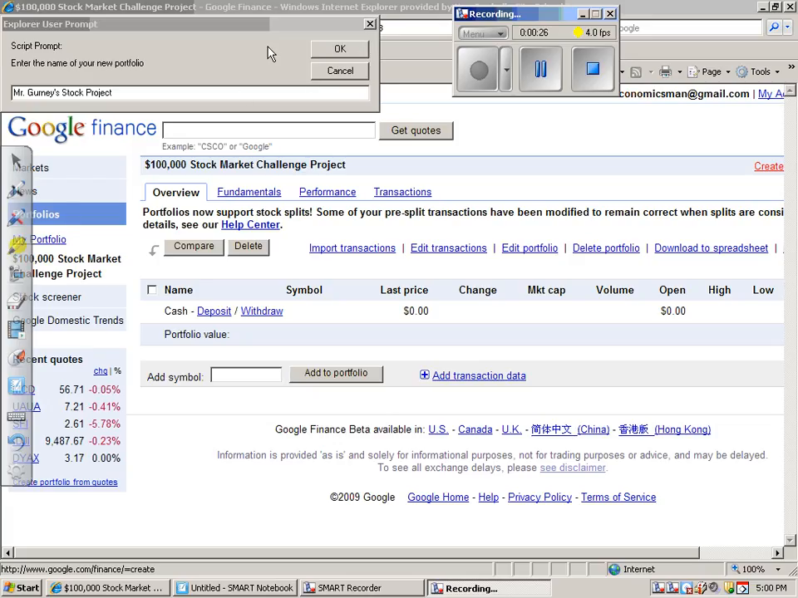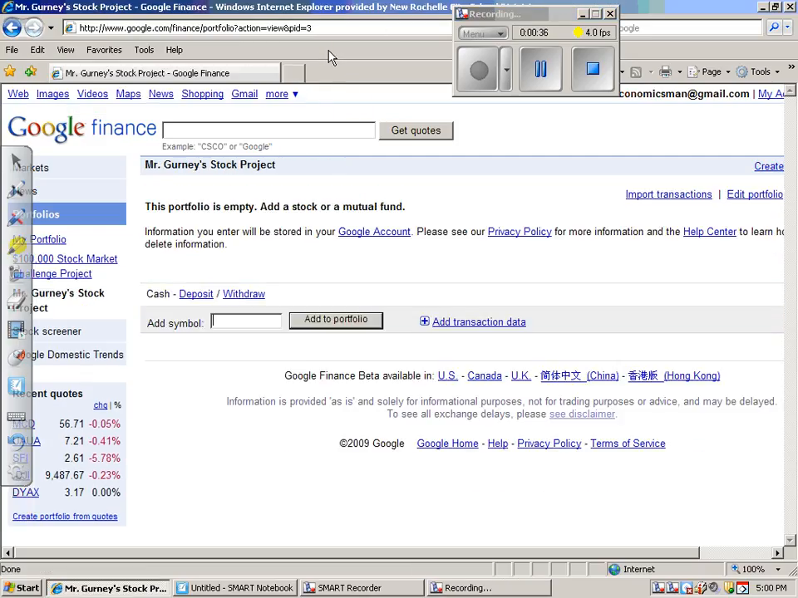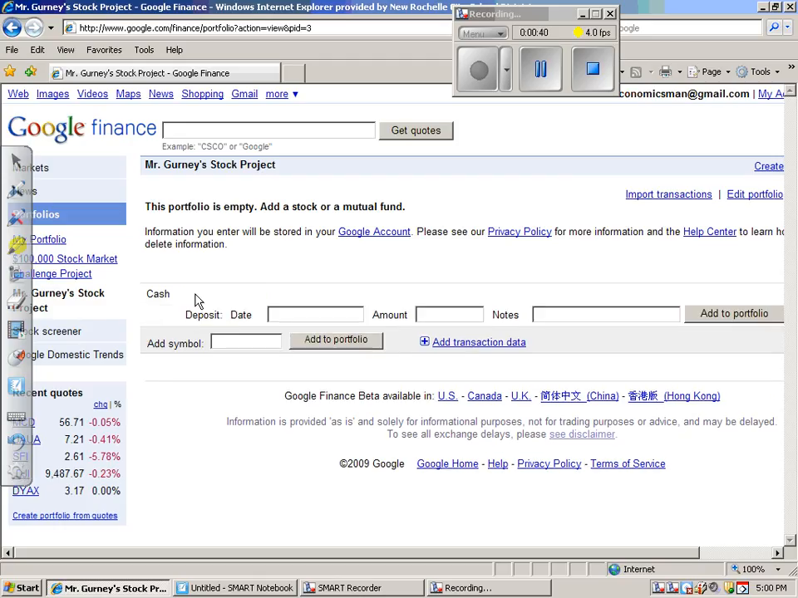The computer will prompt you to enter the name of your portfolio. For the purposes of this, we're going to type in Mr. Gurney's stock project. After clicking on Mr. Gurney's stock project, we will have the opportunity to deposit cash. And we're going to deposit $100,000 on the day that we're purchasing the stocks in our account.